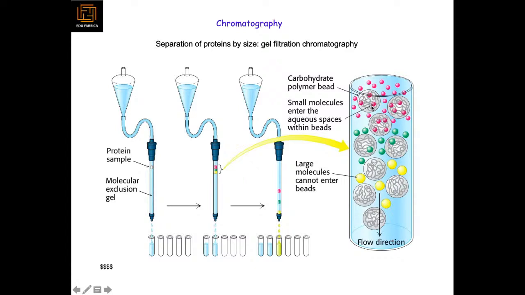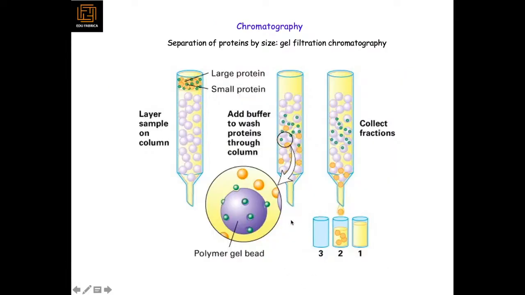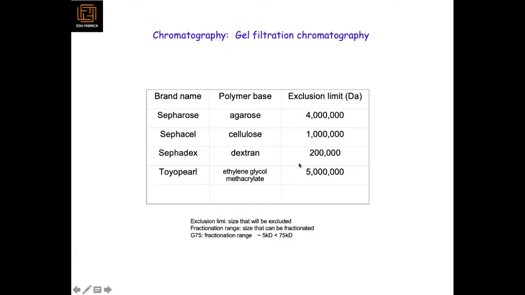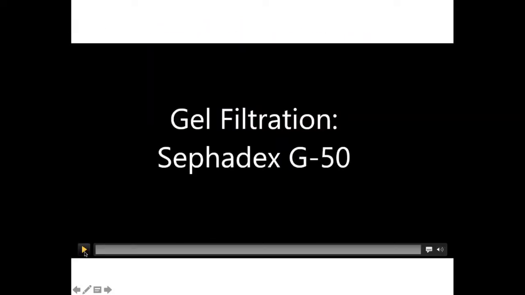And you have your carbohydrate beads. So what will happen? The smaller particles will stay inside these beads. The green and the yellow ones will be transferred. According to that, the differentiation will happen. We can see here also in the same example. So let's check how this gel filtration technique is done.